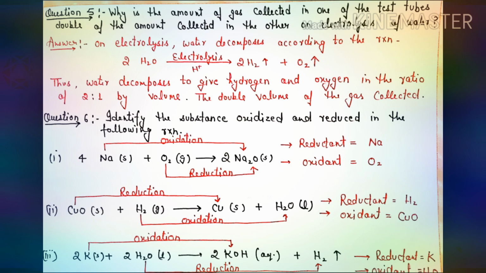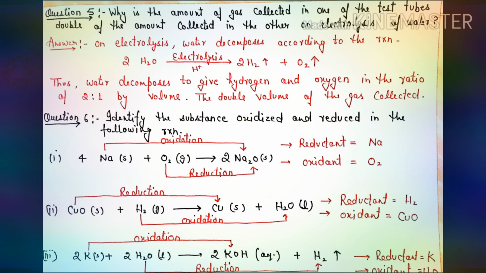Question number 6: Identify the substance oxidized and reduced in the following equation. In the first reaction, sodium adds oxygen to form sodium oxide, so it is oxidized, and oxygen adds sodium, so it is reduced. Hence in the reaction, reductant is sodium and oxidant is oxygen. In the second equation, copper oxide loses oxygen and is reduced, and hydrogen adds oxygen to oxidize. So reductant is hydrogen and oxidant is CuO.